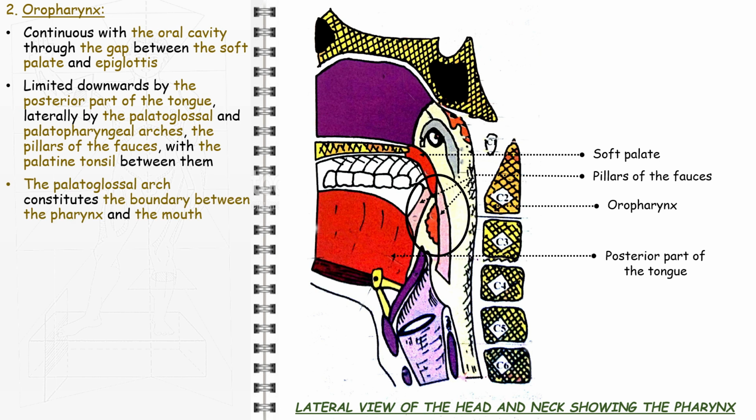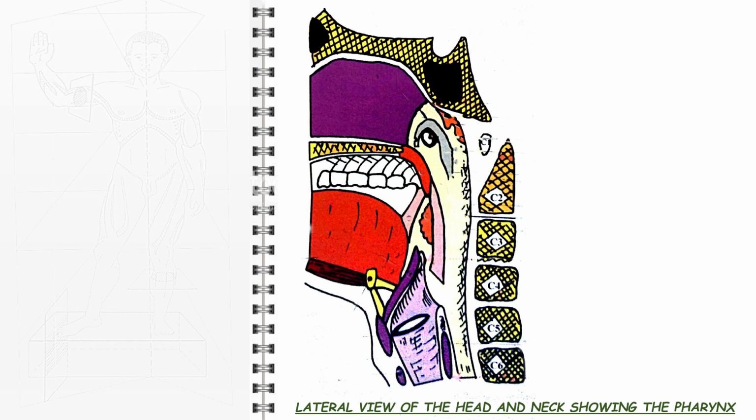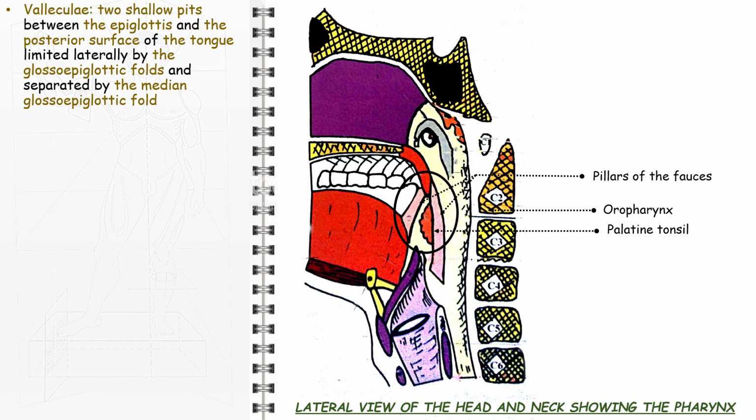The palatine tonsil is a paired large collection of lymphoid tissue in the tonsillar fossa, opened in its medial face by some 20 crypts and covered by a capsule and a small semilunar fold of mucosa extending from the palatopharyngeal fold to the upper pole of the tonsil. The vallecula, two shallow pits between the epiglottis and the posterior surface of the tongue, limited laterally by the glossoepiglottic folds and separated by the median glossoepiglottic fold.